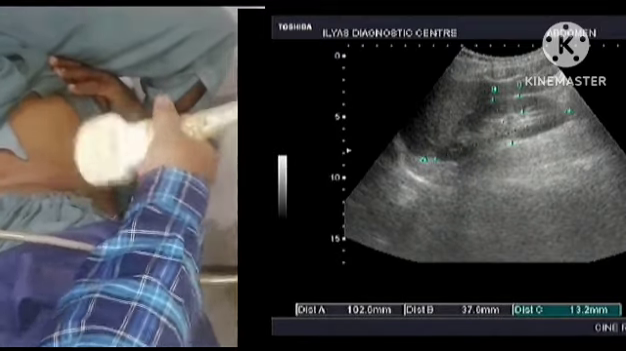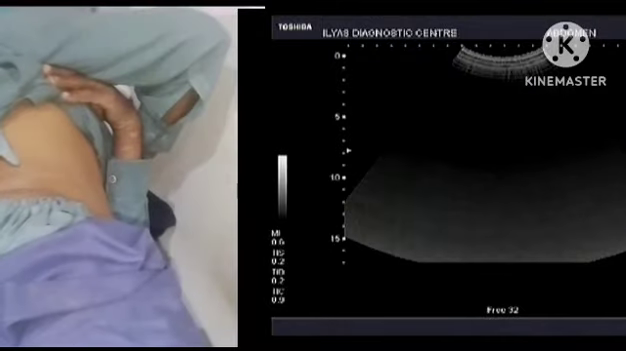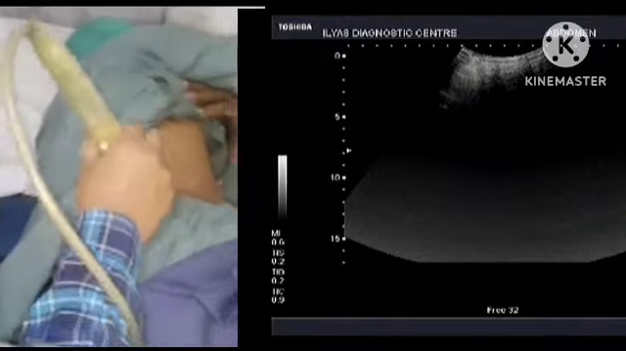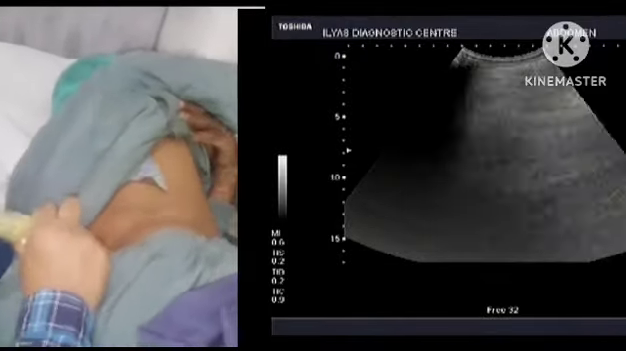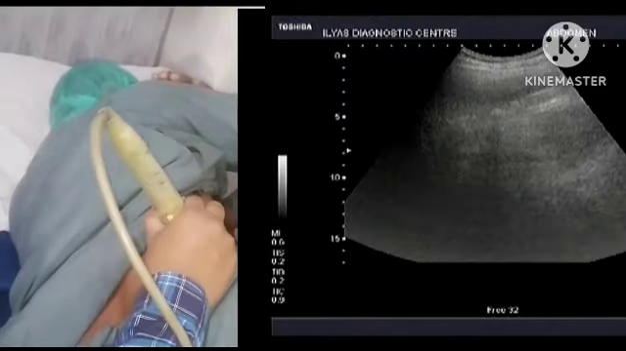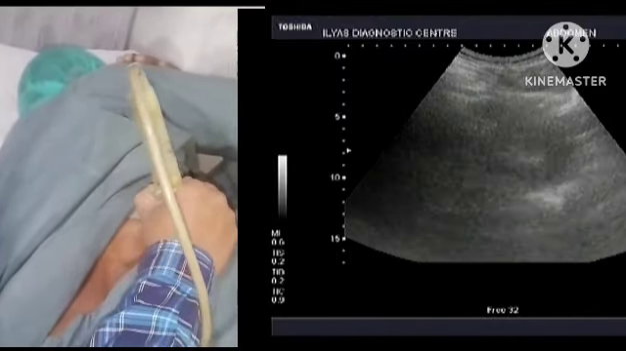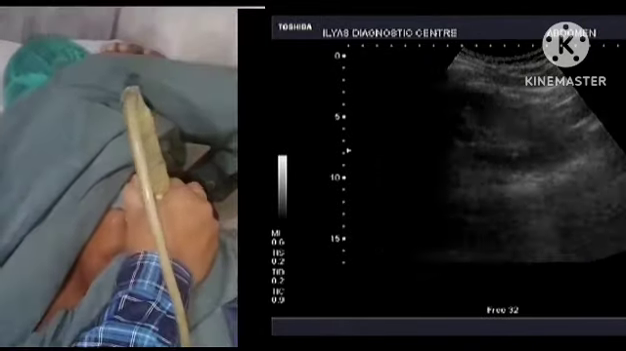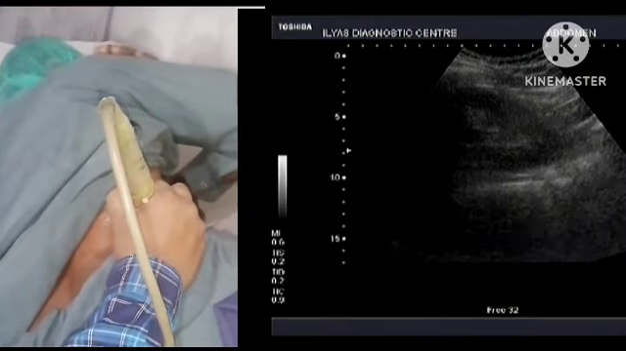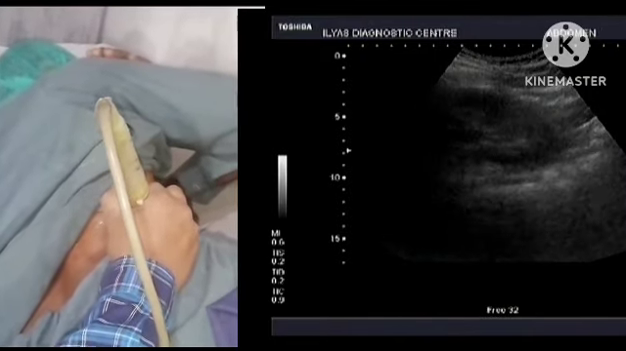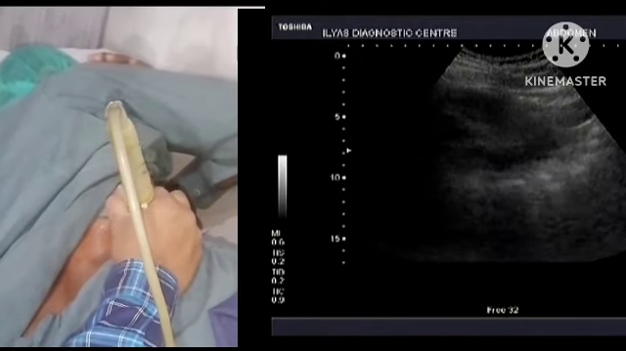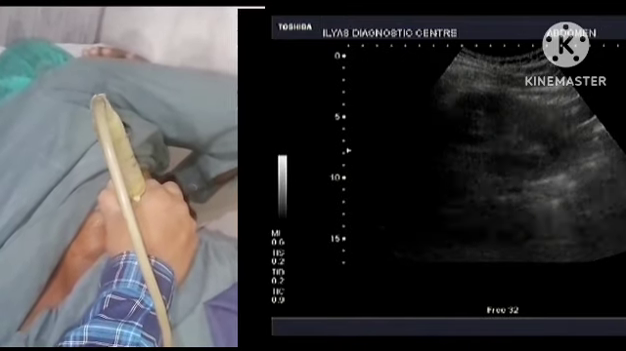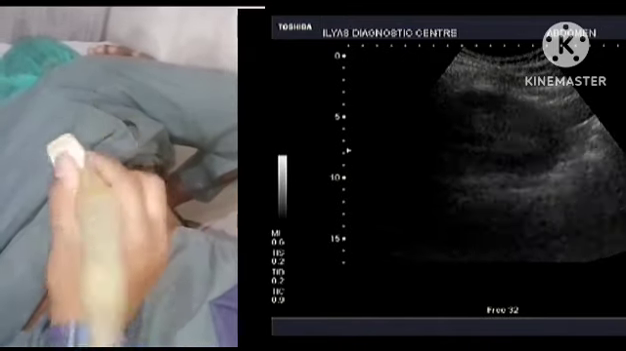One important thing: if I am unable to visualize the kidney in both of these positions, I can approach from a posterior position also. I will ask the patient to move a little bit further, or I can put him in the prone position. Here I am visualizing the kidney from the posterior side. Here you can see, in the right lumbar area, I am applying a bit of pressure on my probe, and I will be able to see the kidney, and it is moving with the breath movements. So this is about the visualization of the right kidney.